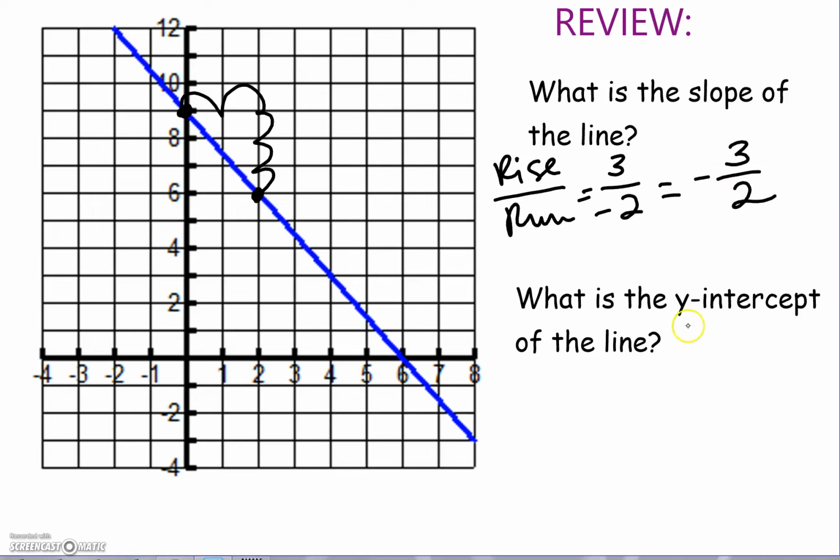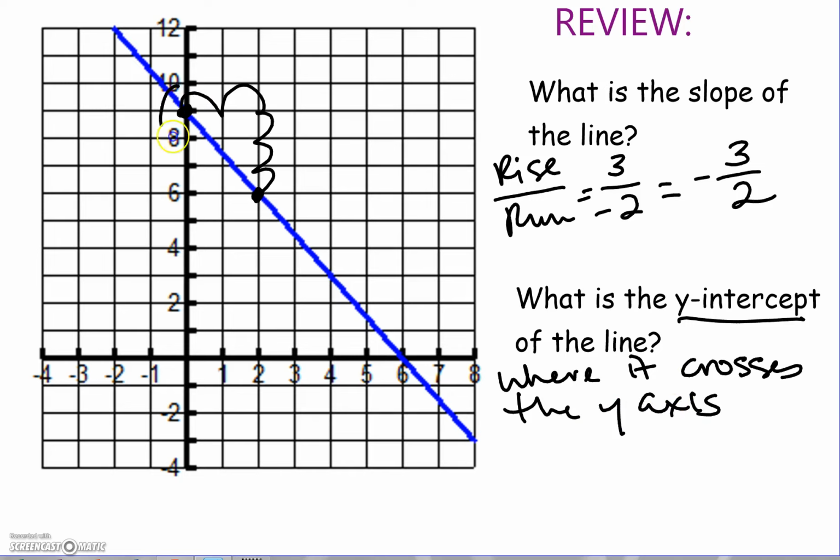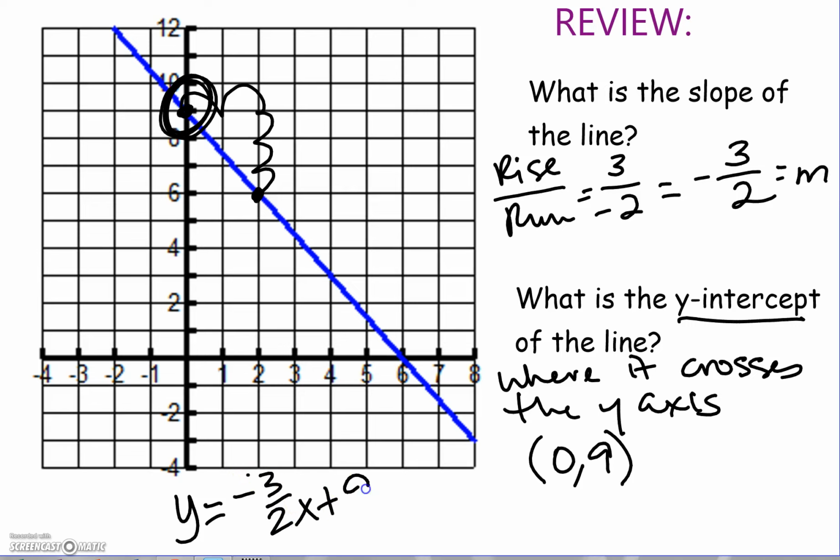Now it wants to know what is the y-intercept. Remember, y-intercept is where it crosses the y-axis. So where it crosses the y-axis is right here. Remember to write it in an ordered pair. Our x is 0 and our y-intercept would be 9. Now, let's write the equation. It's going to be y equals m, so this is your m, negative 3 halves x plus 9. So that would be your equation.